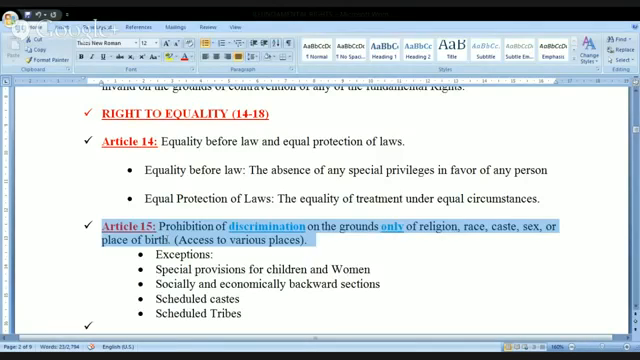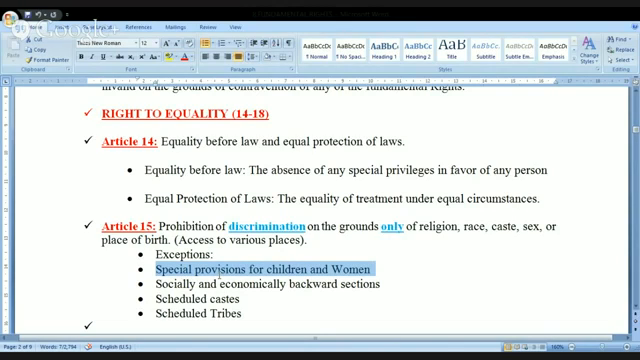But there are certain exceptions. Exceptions are nothing but special provisions for children and women can be given. Clear? Since the beginning, children and women are given importance, which was absent during the British rule. That's the reason why special provisions for children and women can be given, meaning discrimination is permitted in this particular case. It's an exception.